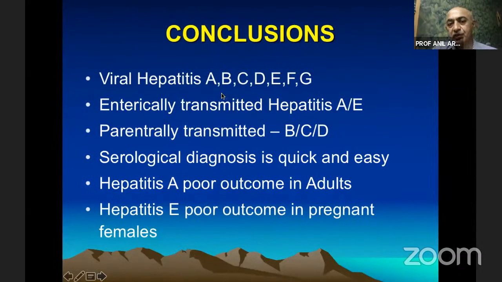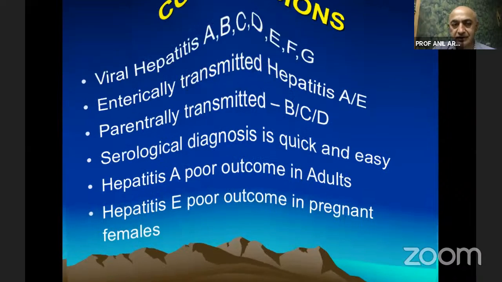Viral hepatitis today is characterized by A, B, C, D, E, F, and recently a TT virus. 2 viruses are transmitted by the fecal-oral route, hepatitis A and E. 3 viruses, B, C, and an incomplete virus called Delta virus are transmitted by the parenteral route. Diagnosis is made by serological analysis, which is quick and easy. Hepatitis A virus has a poor outcome in adults. Hepatitis E virus has a poor outcome in pregnant females.